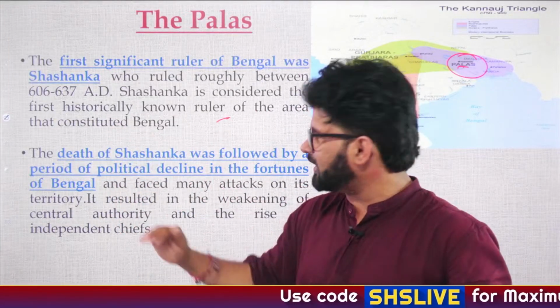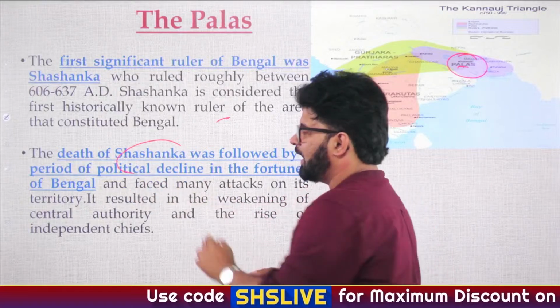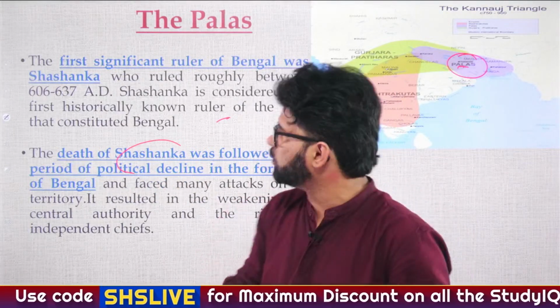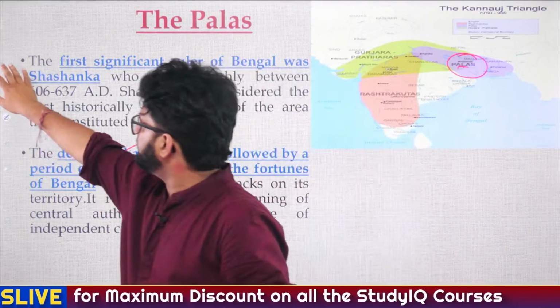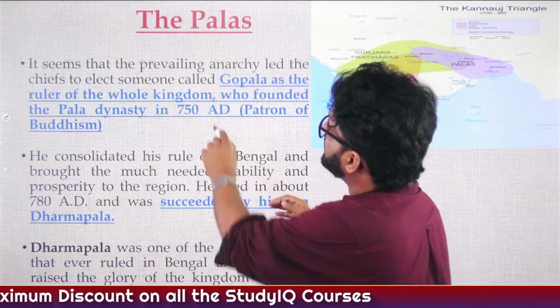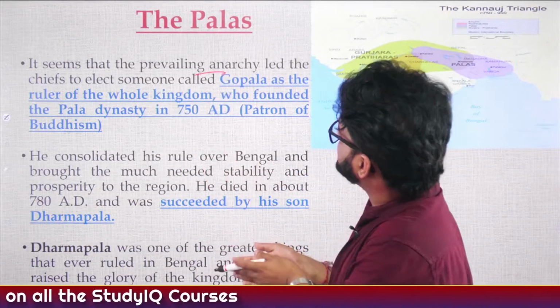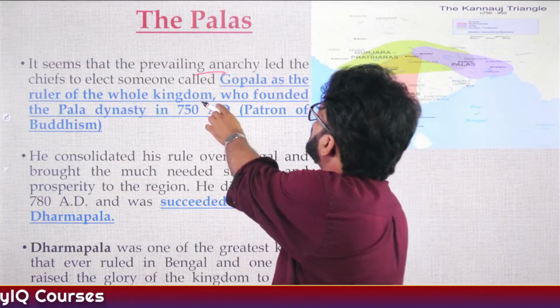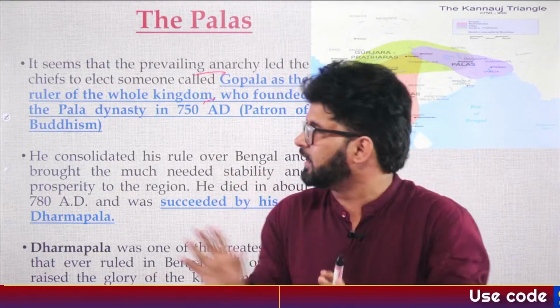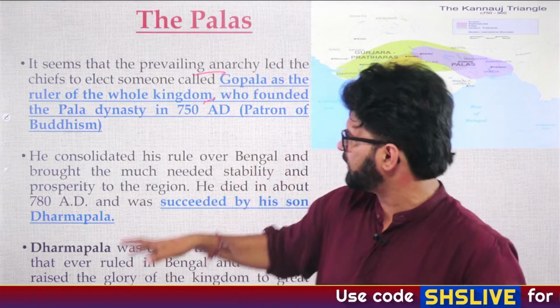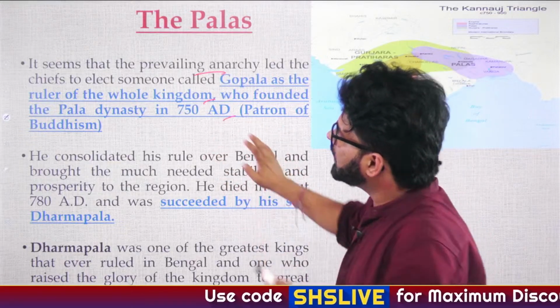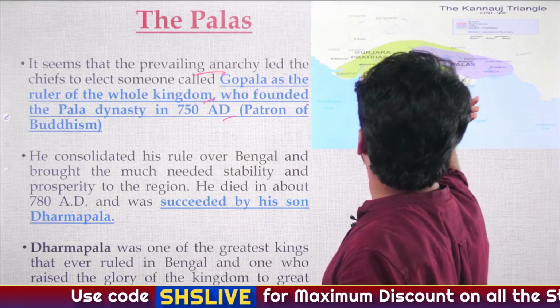So in a way, the death of Shashank created a void, and this void was filled by Gopala, who was the founder of the Pala dynasty. We have just discussed that the prevailing anarchy led the chiefs to elect someone called Gopala as the ruler of the whole kingdom. He did not want to be the king. He was forced to be the king according to various records. And in 750 AD, he became the founder of the Pala dynasty.